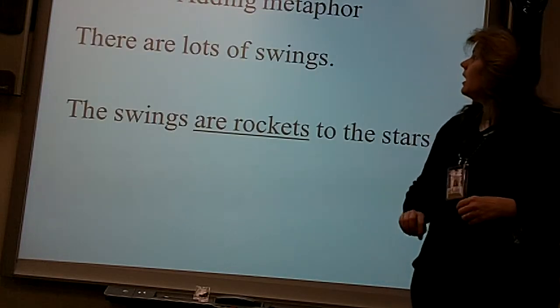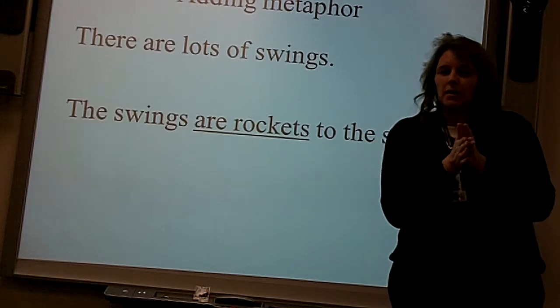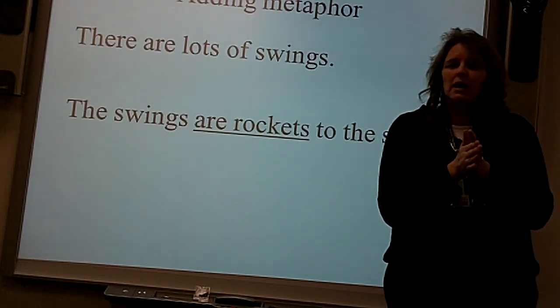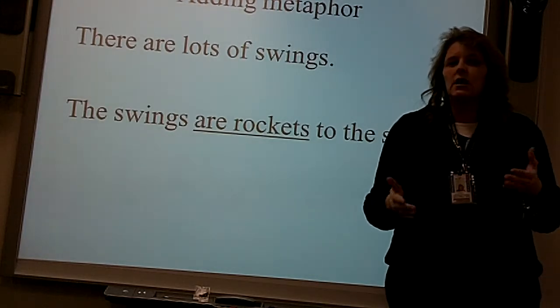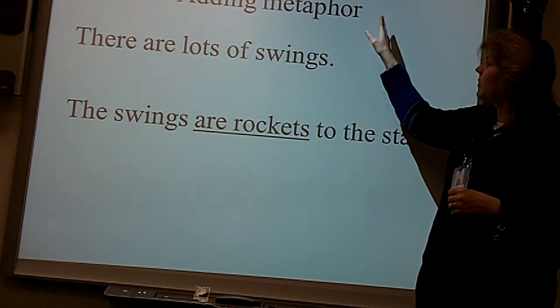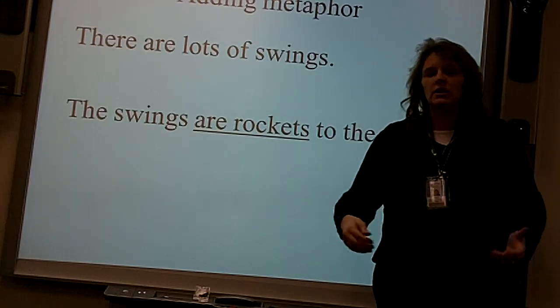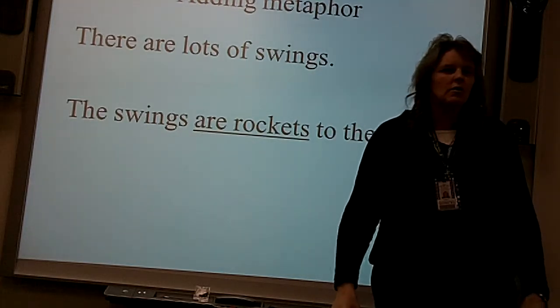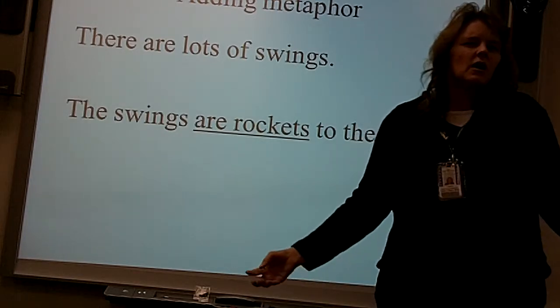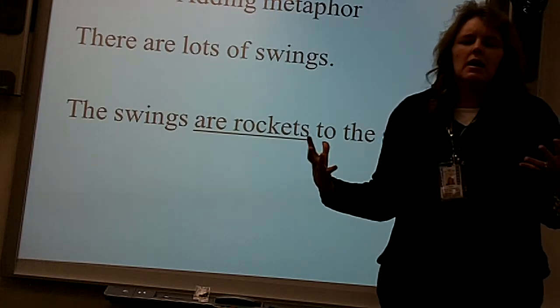So, first thing we're going to do is add some metaphors. Now, what I'm going to do is take my paragraph one sentence at a time, break down each sentence and add some figurative language to it. So I'm going to start with that metaphor, and it says, there are lots of swings. Well, yeah, there are lots of swings. Big deal, so what? What's really cool? What's fun about the swings? How can you imagine them? What would be great about them?